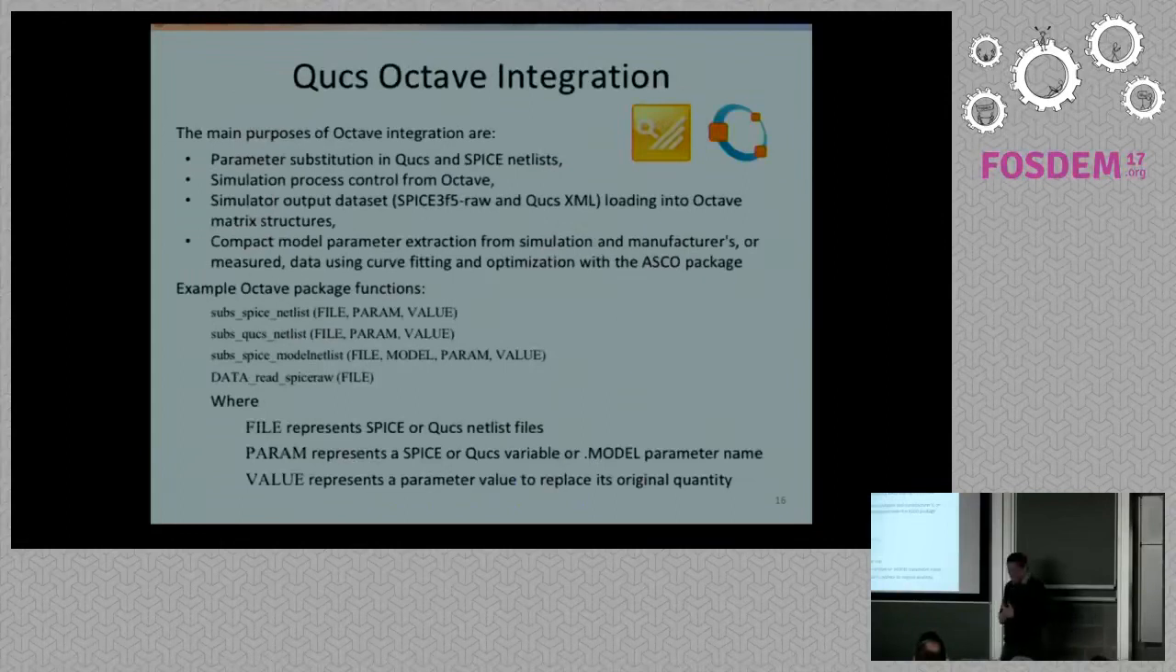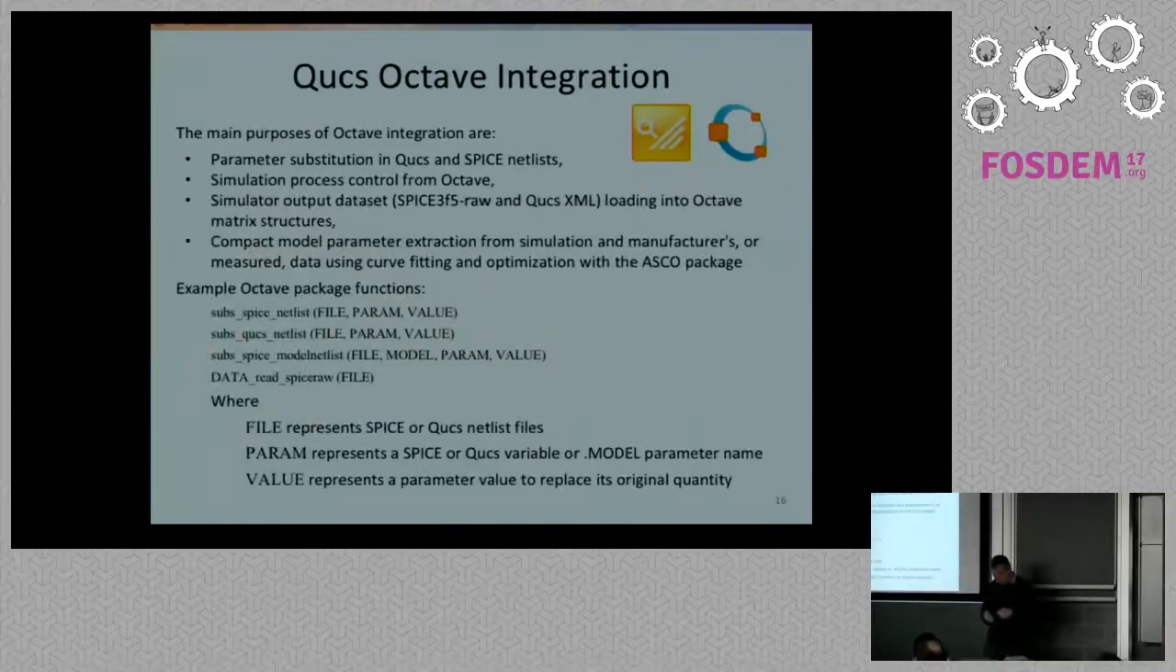So just to highlight a bit the Octave side of QX, on the perspective of doing parameter extraction or fitting raw data to measurements, there are a few functions that can be used for that, mainly to do substitutions on netlists, either for the Quark simulator or for SPICE. And then you can have full control of the engines from Octave.